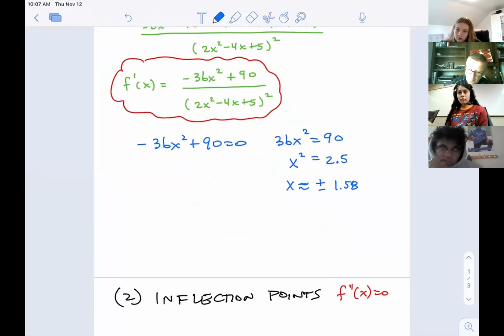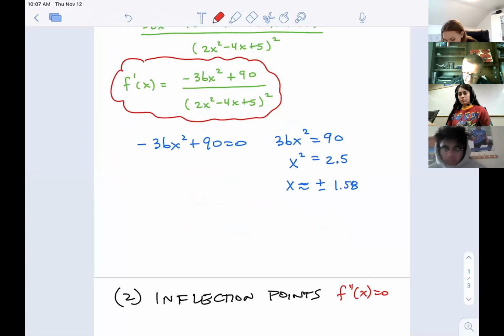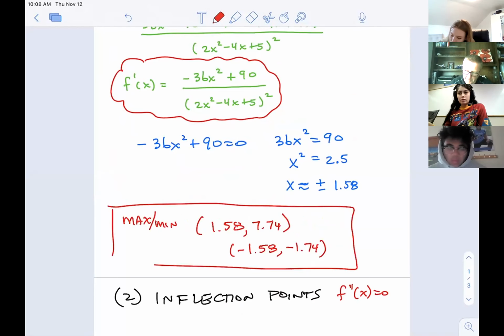I made those red, so I guess I'll make them red here. So I have maximums and minimums now. I don't know which is which, but at 1.58, 7.74 we just saw, and at negative 1.58, negative 1.74. So that's kind of huge. Those are two really helpful points if I'm trying to graph this.